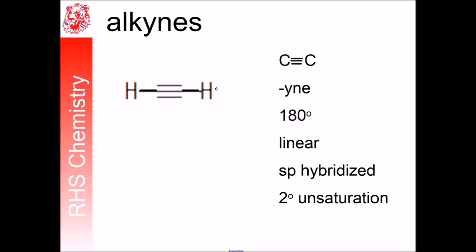Let's look at the simplest alkyne here. This would be ethyne. There's a carbon right here and a carbon right there. And so we would call this ethyne instead of ethane. But most of us would know it as acetylene.